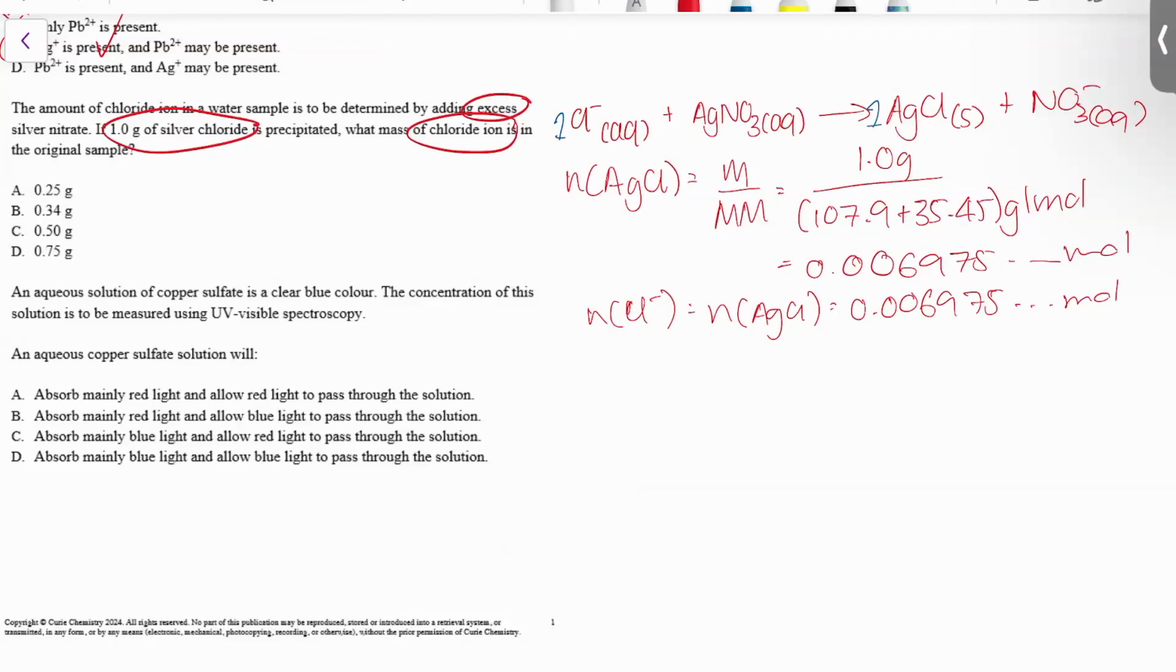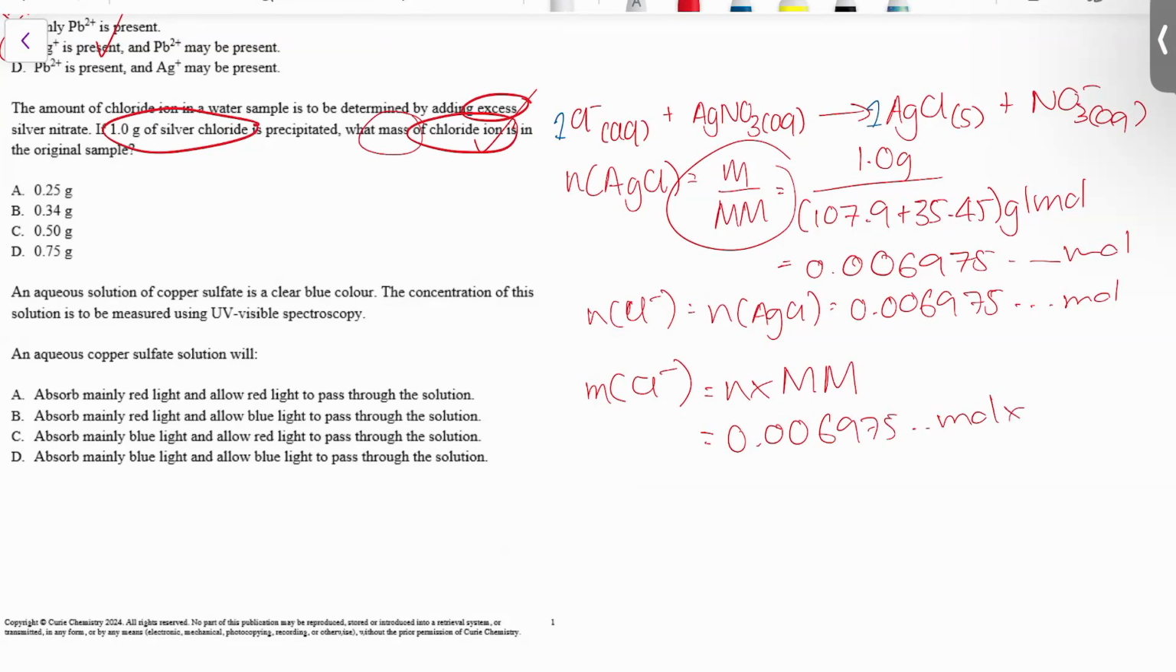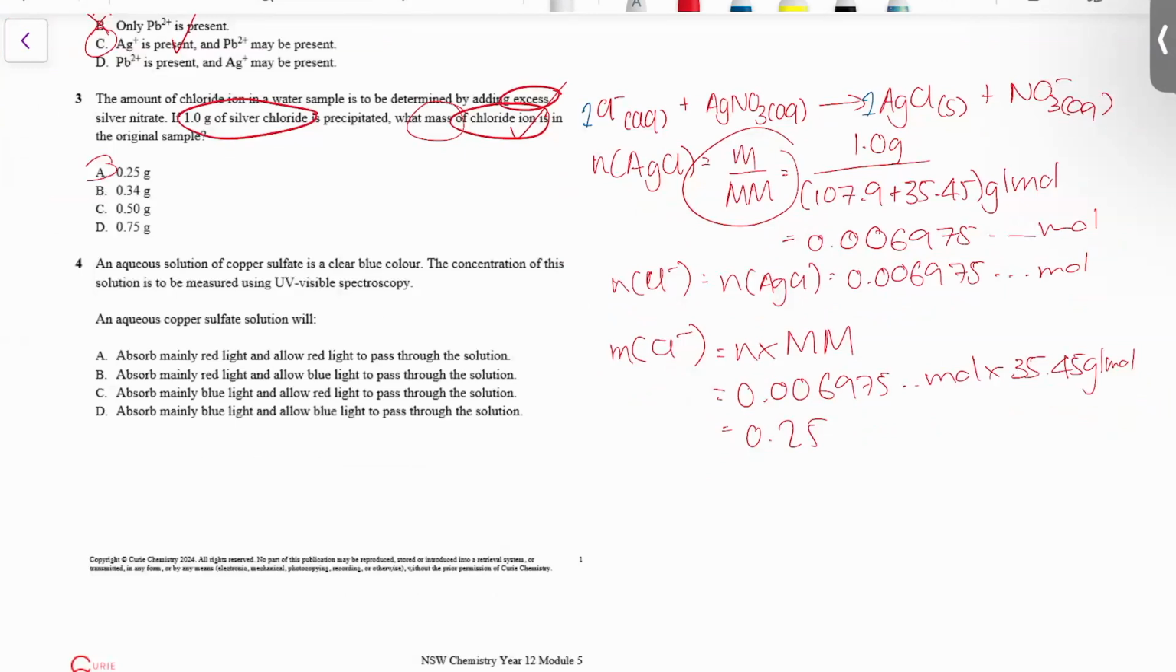And then now that I've got to the correct chemical, I can convert back to whatever it is they want. I've gotten to the chloride ions, they want mass. So mass of Cl minus, I'm going to rearrange this, is moles times molar mass, the 0.006975 times just the chloride now, because that's the chemical I'm after, so just the 35.45 grams per mole this time. What do I get for mass of chloride, please? 0.25, thanks, James. And my answer is A. All right, any questions, let me know.